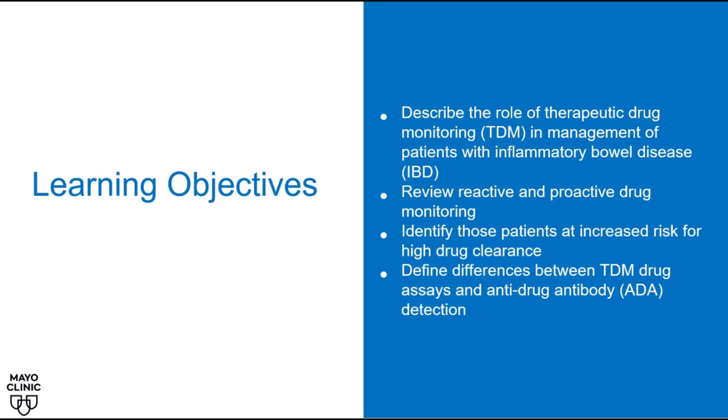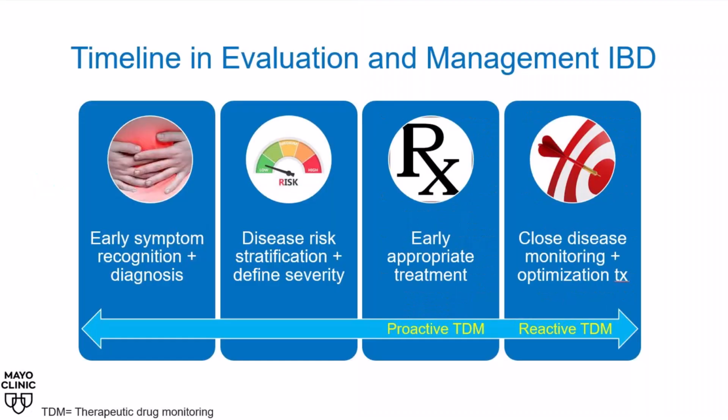We're going to discuss the role of therapeutic drug monitoring in the management of patients with inflammatory bowel disease, something that you're doing every day. Review reactive and proactive drug monitoring strategies. Identify patients at risk for high drug clearance and maybe different strategies that we can use as clinicians in terms of managing those patients and preventing potential loss of response. And then define the differences between different aspects of drug monitoring, which is often something, at least with our trainees, which can be very confusing, especially if you're interpreting orders from maybe various different companies outside as to how do those differ in terms of how they're assessing both drug levels as well as anti-drug antibodies.